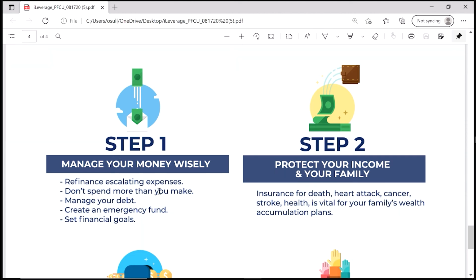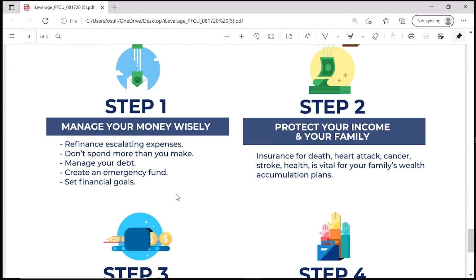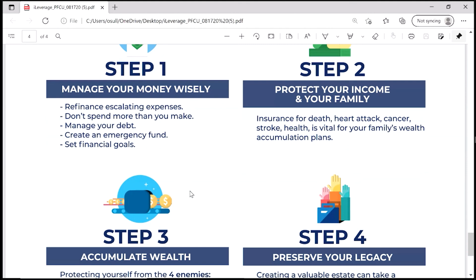Managing your money wisely, making sure that we're controlling our escalating expenses. Hey guys, what's an escalating expense that we're aware of besides debts, credit cards, things like that? How about your energy bill? Is that an escalating expense? Don't spend more than you make. Manage your debt, create an emergency fund, set the financial goals.